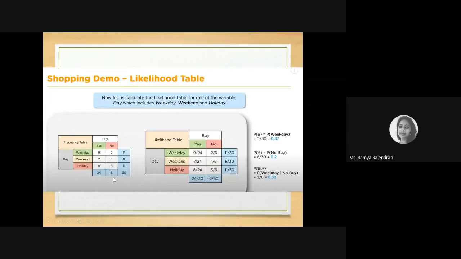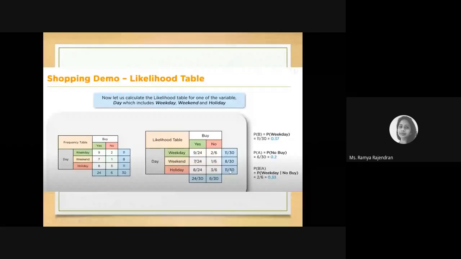For day, totally, here it is 11. For a weekday, the summation is 11. So for the week, it's 11 by 30, 8 over 30, 11 over 30.